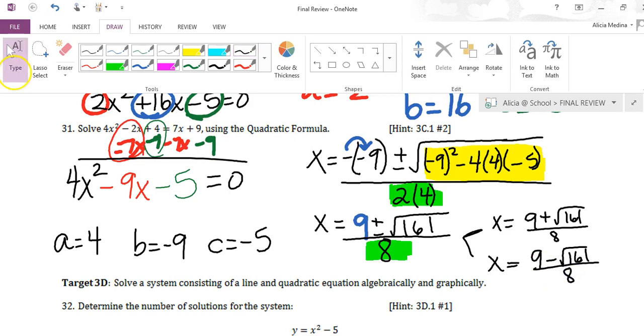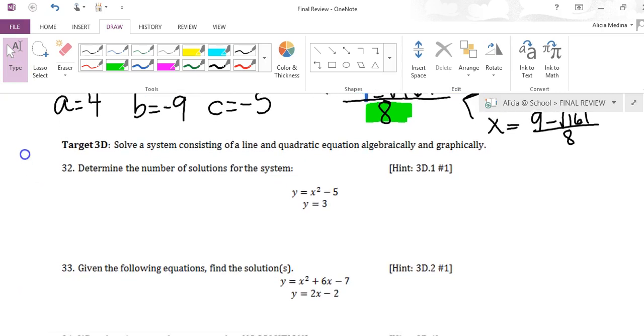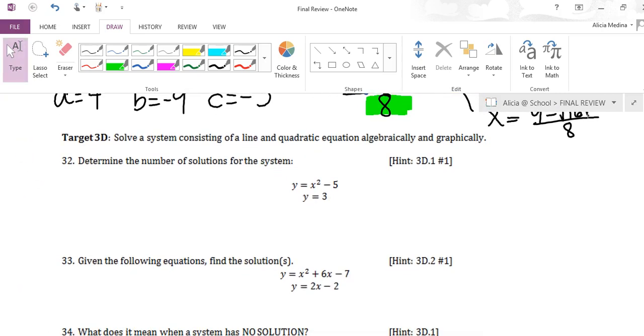For number 32, we want to determine how many solutions there are. If you have your graphing calculator, feel free to go ahead and graph these. You just have to figure out how many times they intersect. If you want to solve it by hand, you may also solve it by hand. So go ahead and pause the video if you don't already have your calculator.